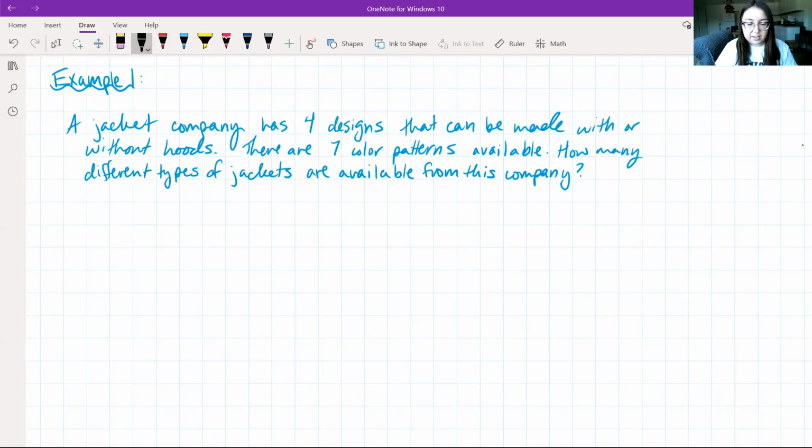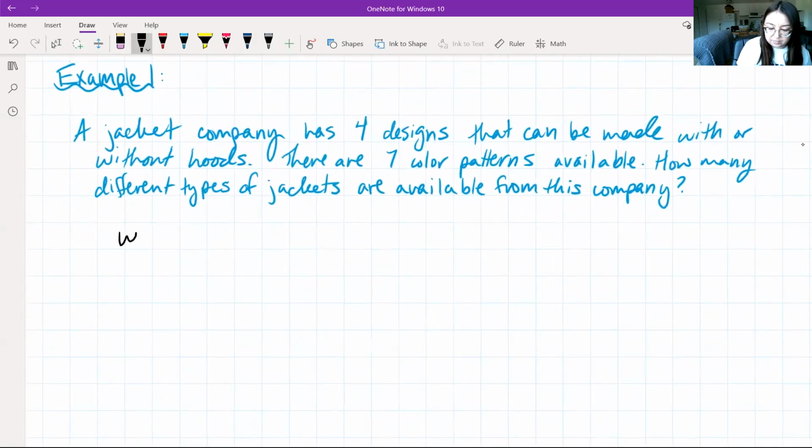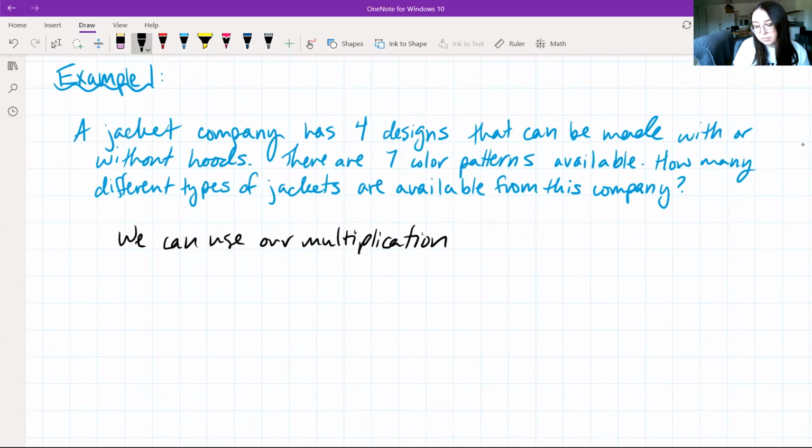So we see here that we have different categories, and then we have a certain number of options for each category. So if we have different categories and different options for each category, and we just want to know all the different types of jackets that are available, we can just use our multiplication principle in this case.